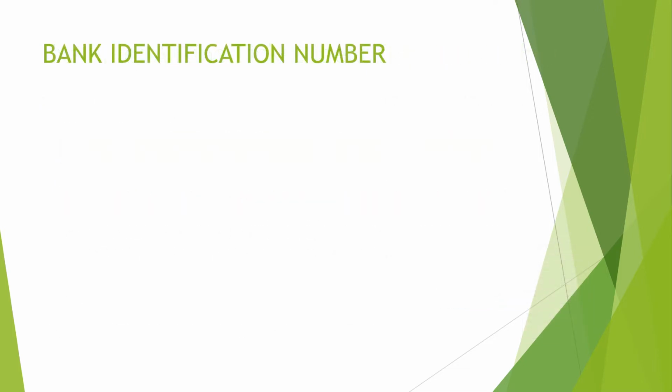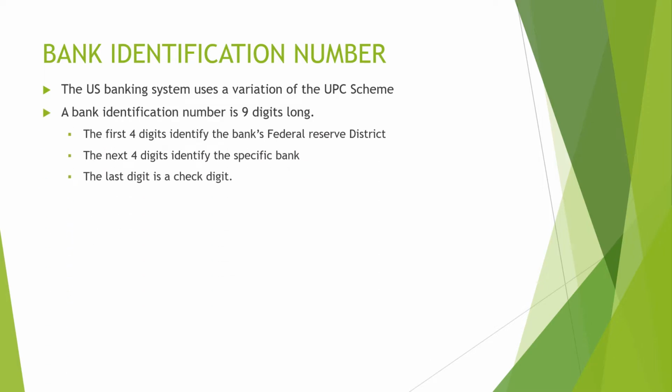Let's move on to the bank identification number. The US banking system uses a variation of the UPC scheme. A bank identification number is 9 digits long. The first 4 digits identify the bank's Federal Reserve District. The next 4 digits identify the specific bank. The last digit is a check digit. The check digit A sub 9 is the last digit of the sum.